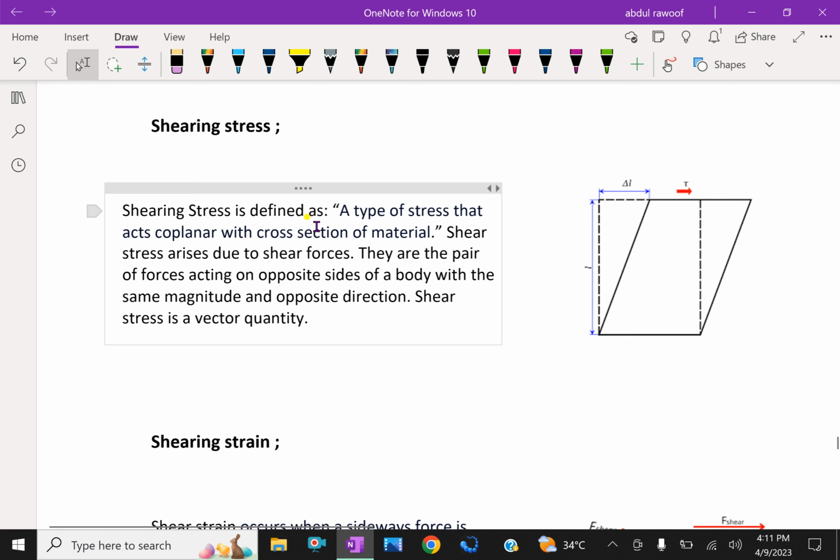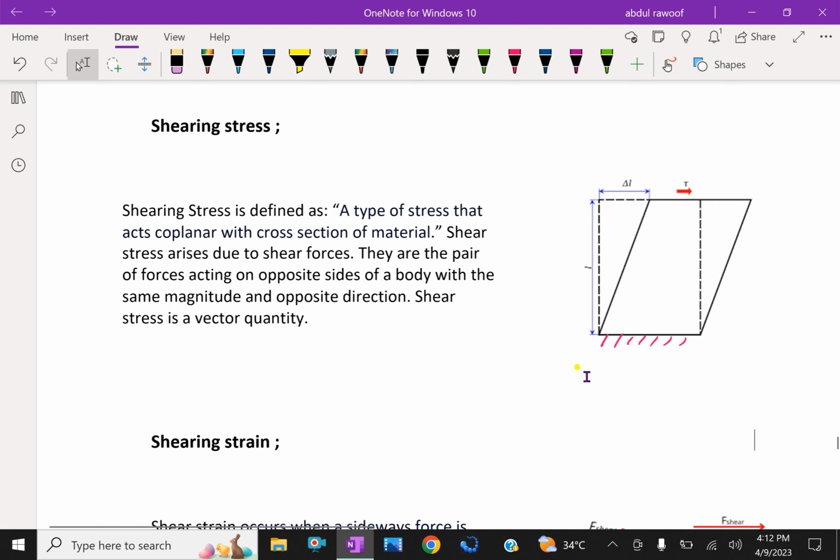Shearing stress is defined as a type of stress that acts coplanar with the cross section of the material. Shear stress arises due to shear forces. They are a pair of forces acting on opposite sides of the body with the same magnitude and opposite direction. Shear stress is a vector quantity. Look here, a body is fixed here. Suppose the face is fixed here. A tangential force is applied like this. Due to that, it is sheared.